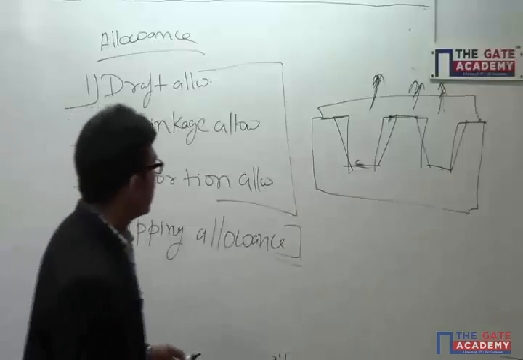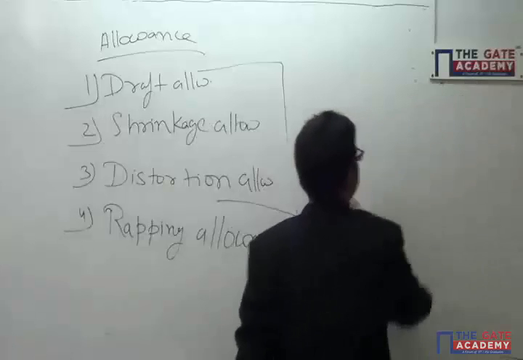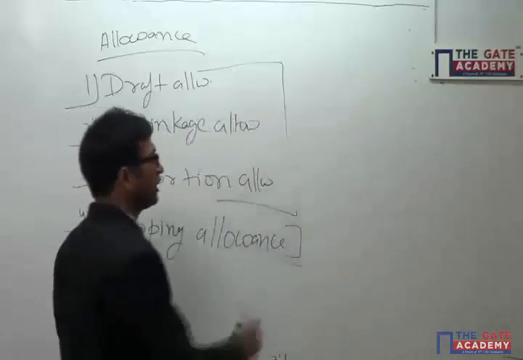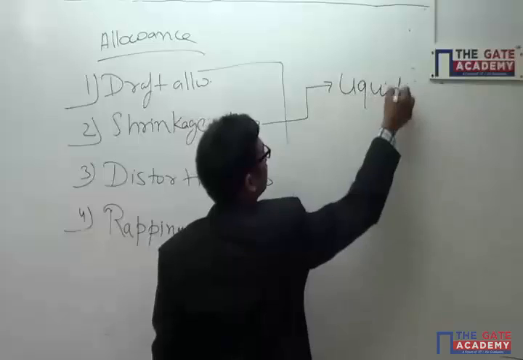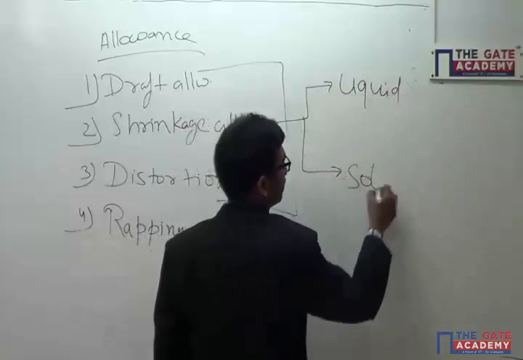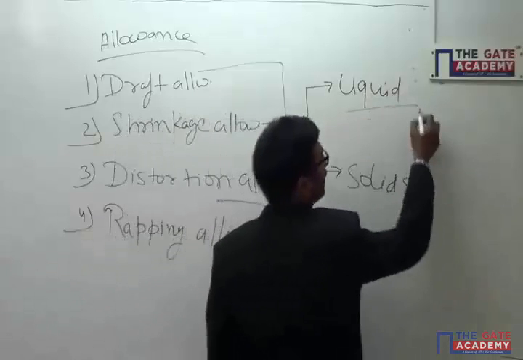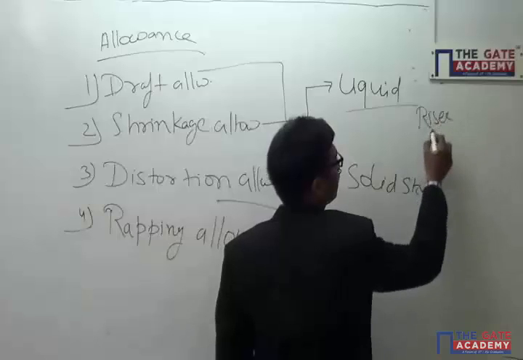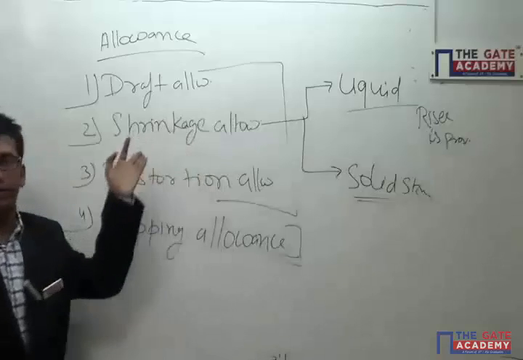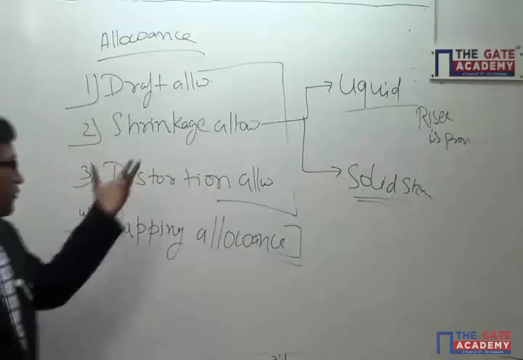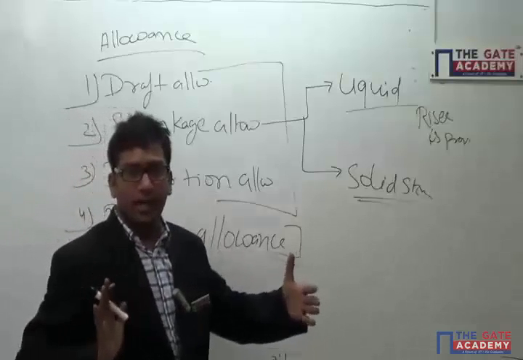Then, shrinkage allowance. Shrinkage of material is of two kinds. The first one is liquid shrinkage and the second one is solid shrinkage. For liquid shrinkage, a riser is provided. For solid shrinkage, an allowance is provided. Allowance is provided because when the material is in solid state and its temperature comes down, it tries to shrink.